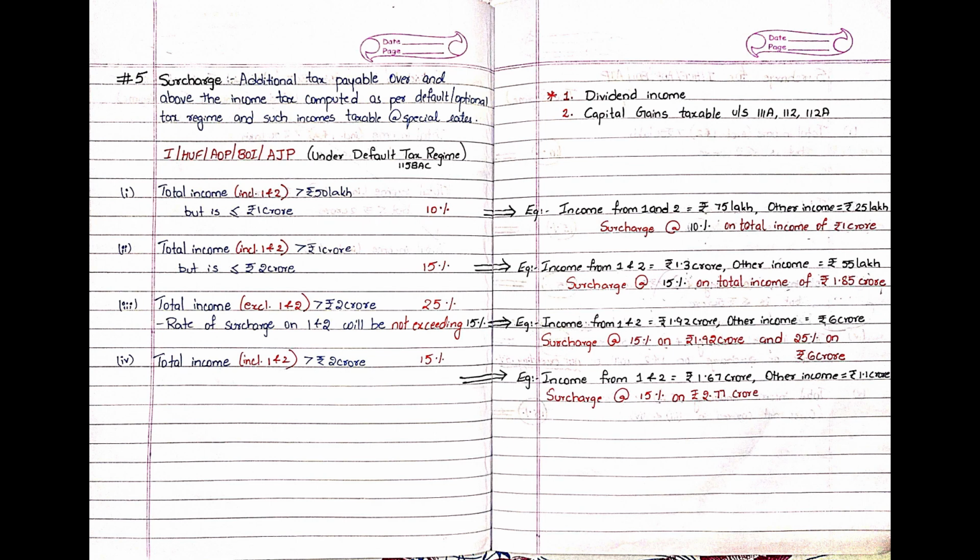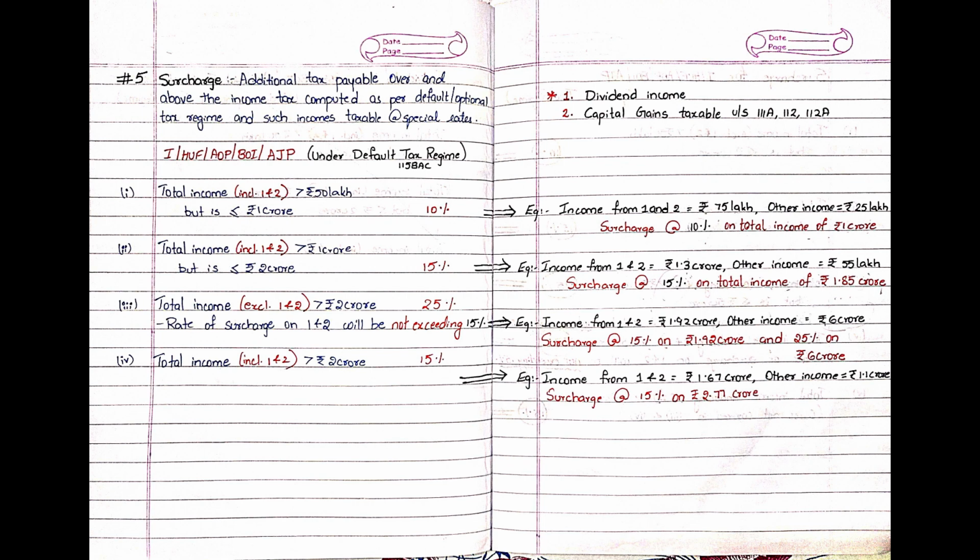I repeat again, guys. The total income including 1 and 2 has exceeded rupees 1 crore, but it is less than or equal to 2 crores. In such a case, 15% surcharge is levied. Here the income from 1 and 2 is rupees 1.3 crores, whereas other income is rupees 55 lakh. In such a case, the total income is aggregating to rupees 1.85 crore. It is less than 2 crores. So the surcharge is levied at the rate of 15% on total income.